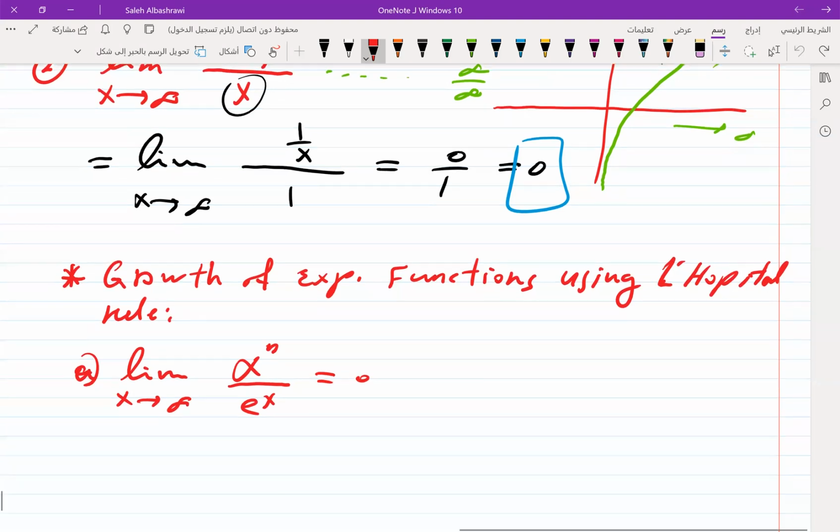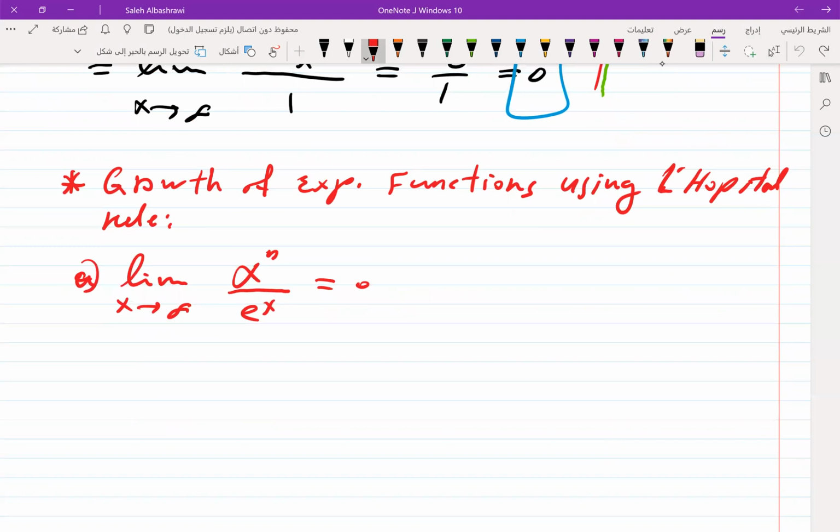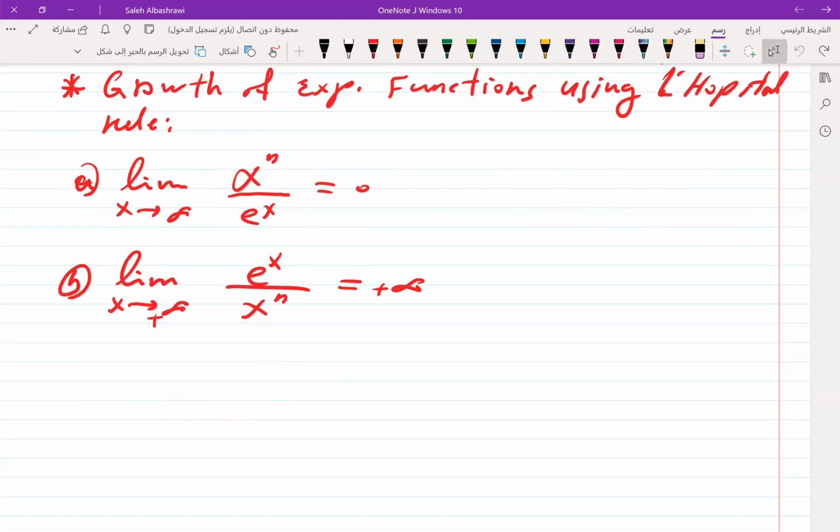The reverse, the limit of e to power x divided by x to power n as x goes to infinity, is equal to infinity. So this is the growth of the exponential function. It is faster than a polynomial. Using these basic rules for the exponential function, take the third example.